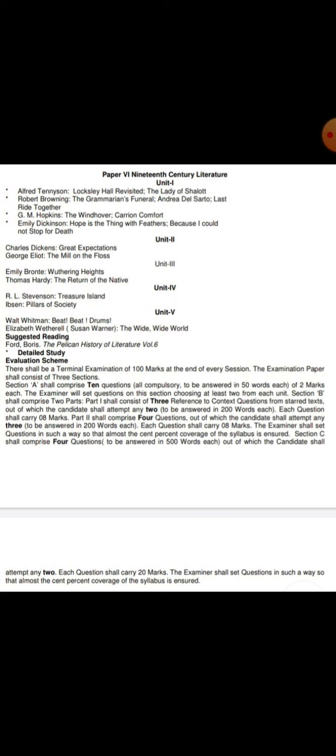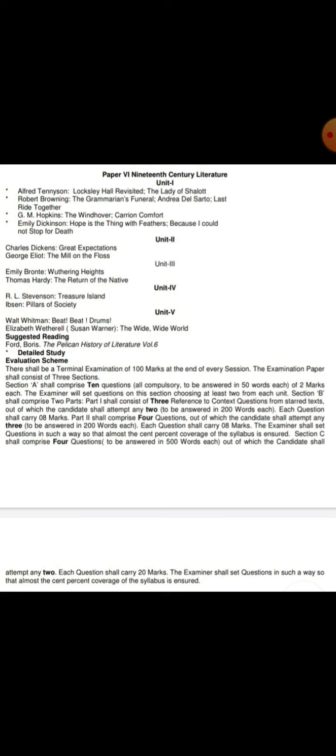In part 2, there will be 4 questions, out of which you are supposed to answer any 3. The word limit is again the same, 200 words each, and the weightage for each question is 8 marks. So here also, the questions will be formed from the whole of the syllabus. That means the whole of the syllabus will be covered here also.